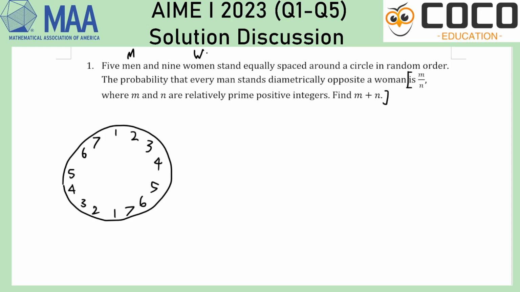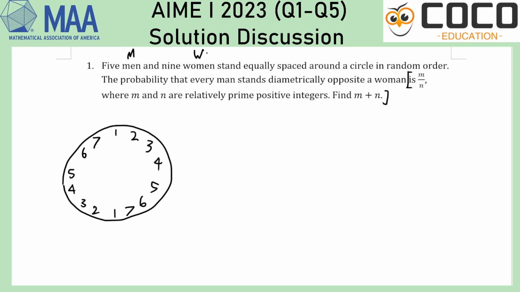Now, secondly, we need to be clear. Every man stands diametrically opposite a woman. That does not mean that every woman is diametrically opposite a man, because there are more women than men in this circle. So, since there are fewer men, I'm going to focus on how to place the men.